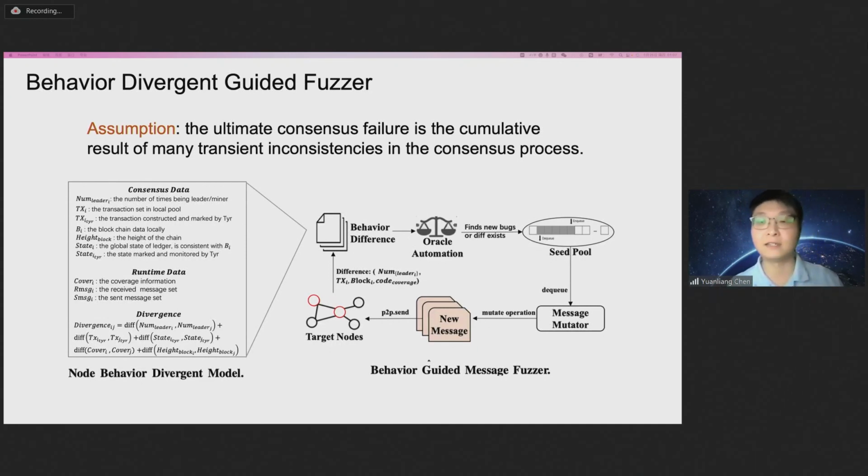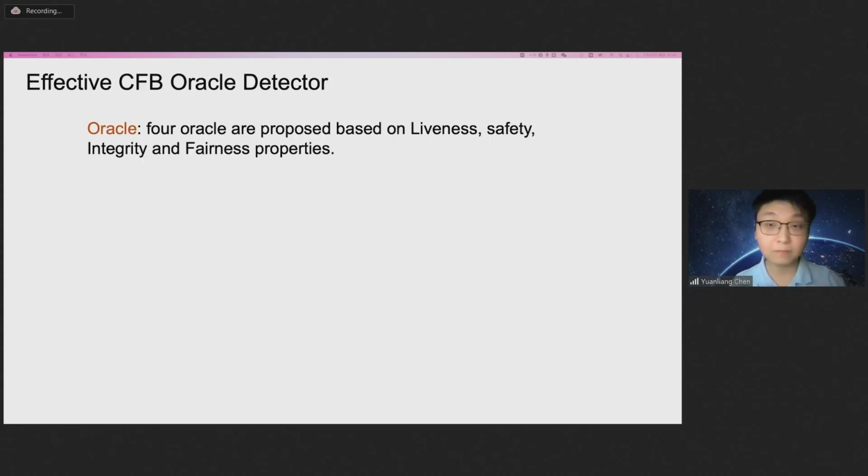In the next fuzzing iteration, they might have higher priority to be executed. In this way, TIA makes these nodes behave as differently as possible and eventually trigger the consensus failure bugs. To help identify consensus failure bugs precisely, TIA models Oracles according to the 4 key properties of blockchain consensus systems: liveness, safety, integrity, and fairness.